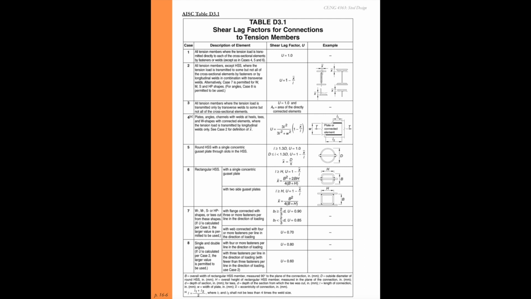And this is just a quick look at Table D3.1. You'll see a bunch of different cases in there. We see some for tubes, some for different weld lengths, and some extra stipulations in 7 and 8. But by and large, most of our cases fall within 1 and 2. So that's what we're going to focus on.